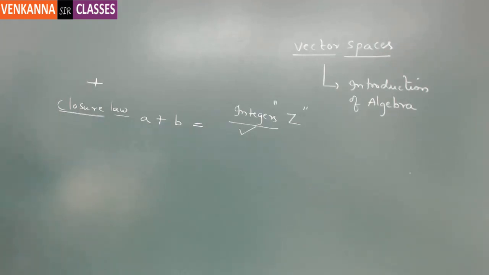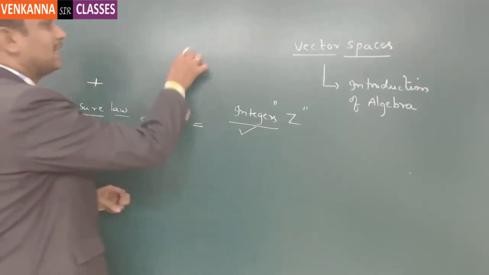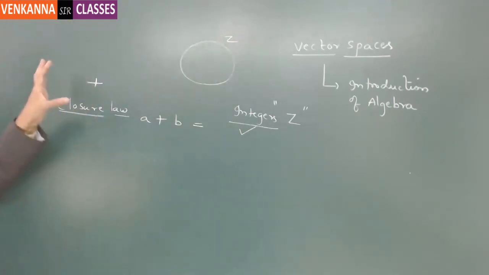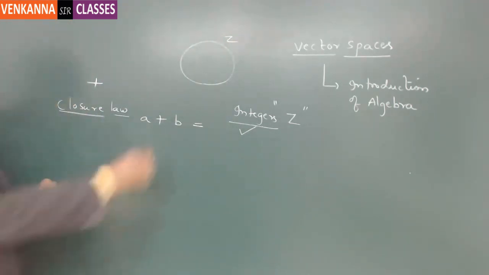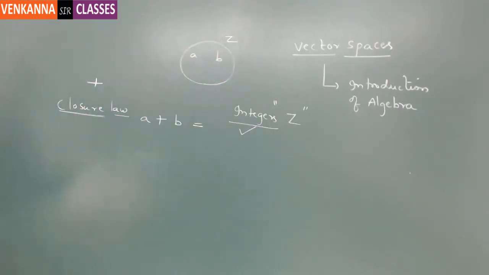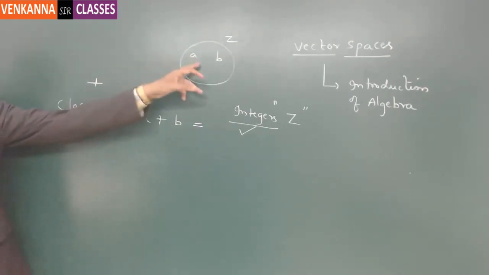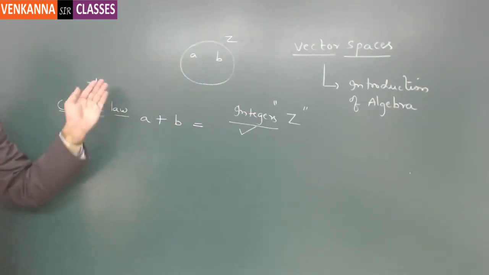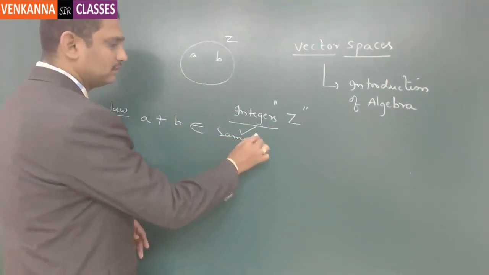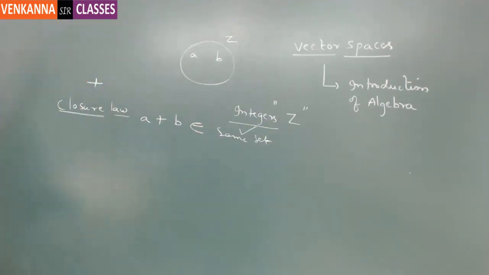The point which we need to observe here is, you have taken a set Z which consists of all the integers. There you have taken 2 values or 2 numbers a and b. If you perform an operation, the result will belong to the same set. So please understand, this property will not hold always.